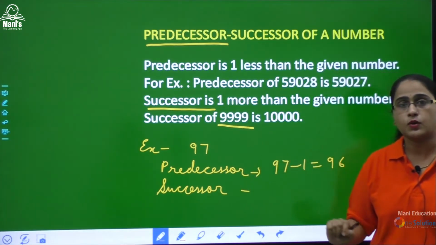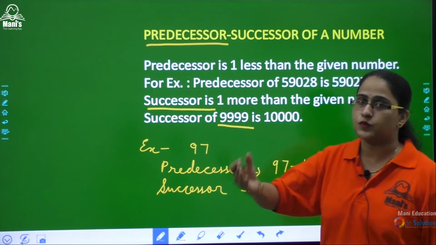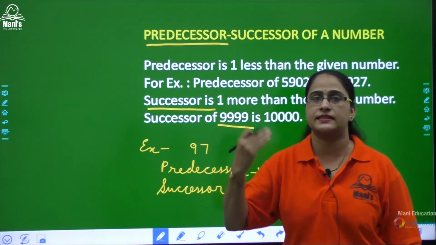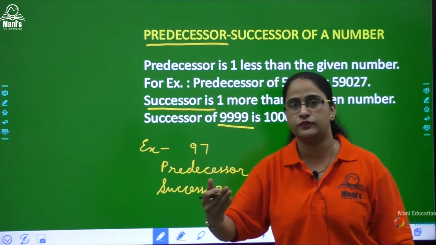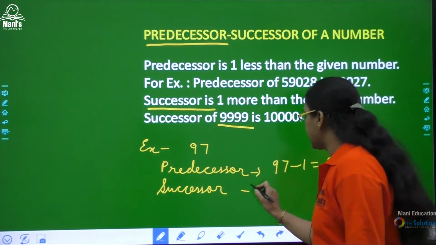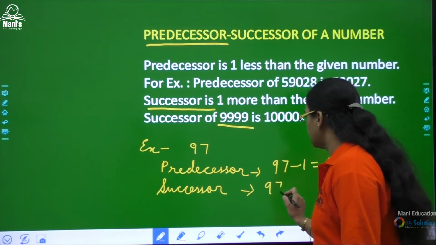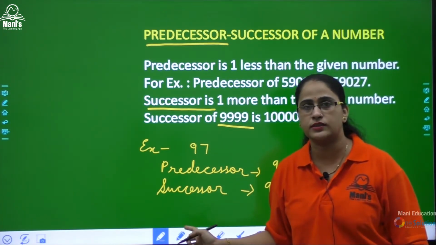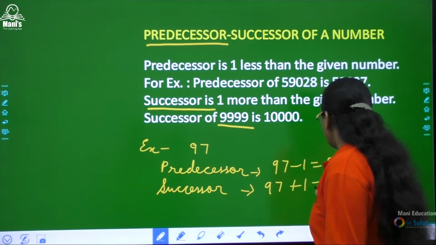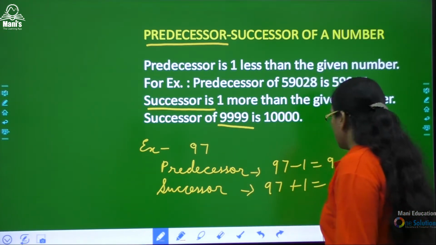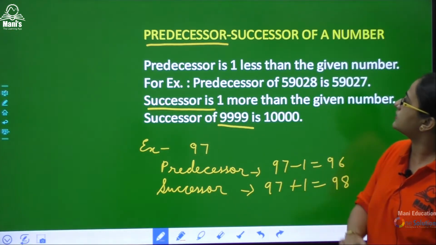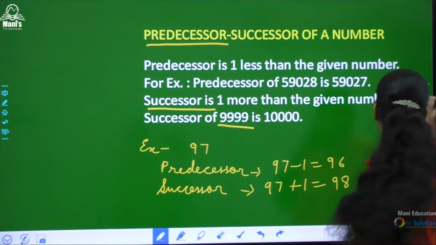When we are talking about the successor, as we have to succeed, it means this time you are studying in 6th class, and as you succeed, next year you will get the 7th class. Similarly here also there is 97. To find the successor we add 1 more, that is 98. So I think you understood what the successor and the predecessor are.